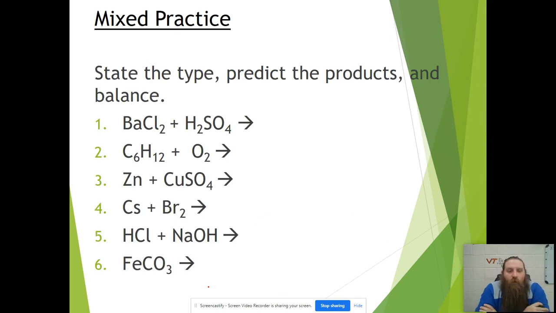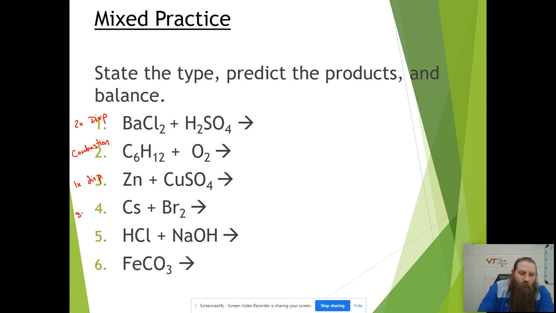So to finish up, we're going to look at some mixed practice. We're going to state the type, predict the products, and then balance. So we'll start by just doing the type. Here we have 2 binary species, so this is double displacement. This one is going to be combustion because I have a hydrocarbon with oxygen. I have a metal by itself and then a binary compound, so this is single displacement.